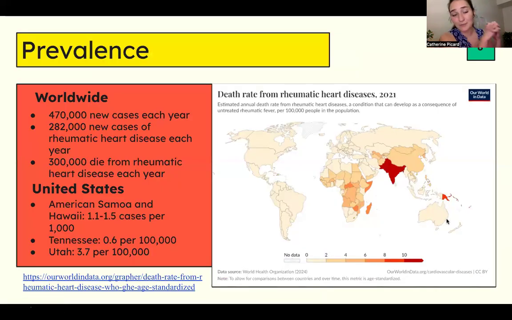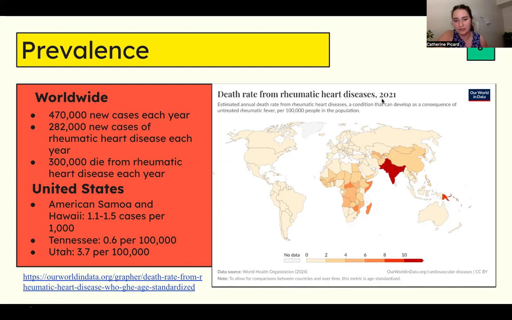Okay, next up is prevalence. So worldwide, there are going to be 470,000 new cases per year, and then there are going to be 282,000 new cases of rheumatic heart disease specifically each year. So the first one was for rheumatic fever, the second one is for rheumatic heart disease. There are 300,000 deaths from rheumatic heart disease per year worldwide. And then in the United States, American Samoa, as well as Hawaii, there are 1.1 to 1.5 cases per 100,000 people. In Tennessee, there's 0.6 per 100,000. In Utah, there's 3.7 per 100,000.